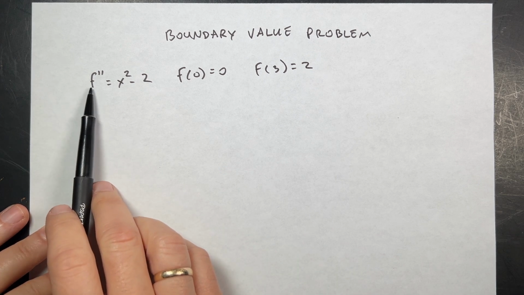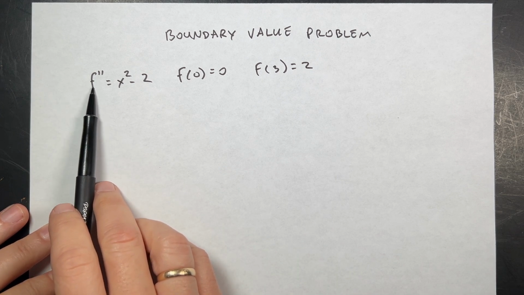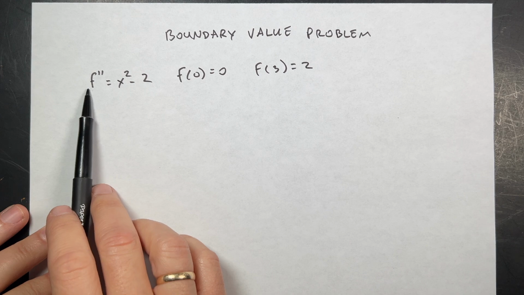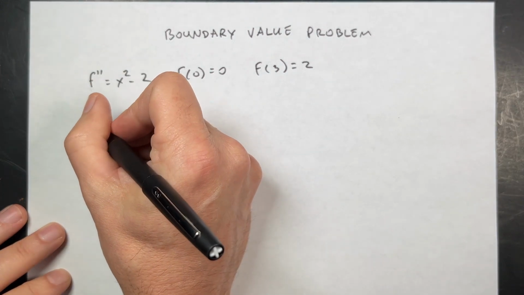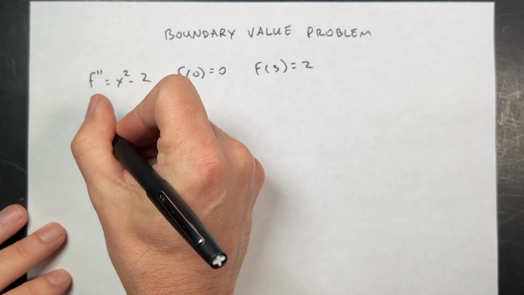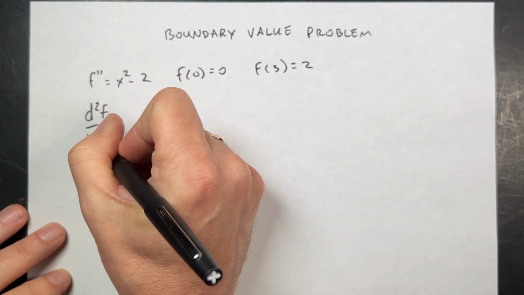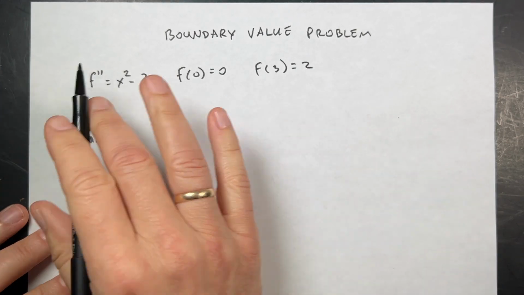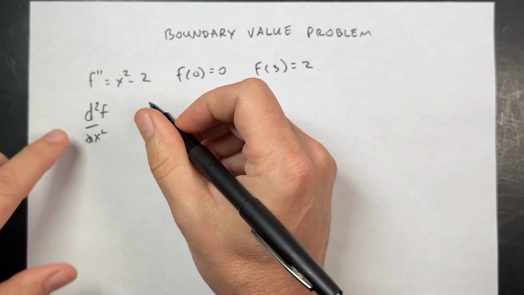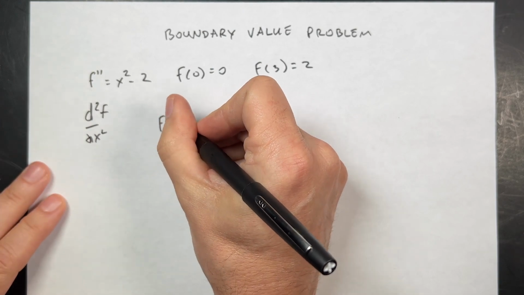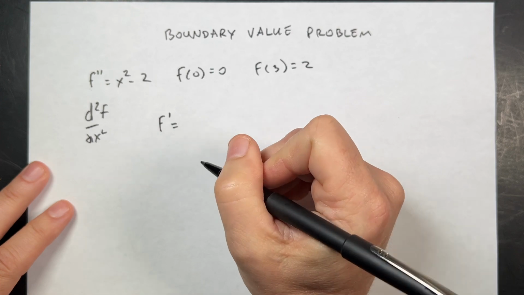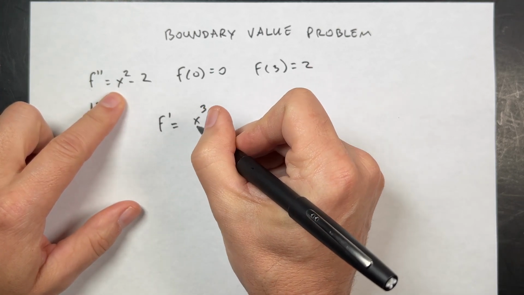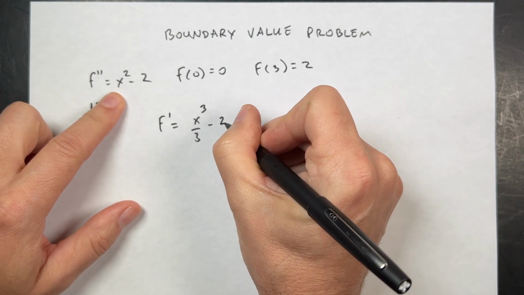Now, this one's pretty easy because I only have a second derivative on this side, so I can just integrate both sides of the equation. I can write this as the second derivative of f with respect to x squared, multiply both sides by dx, and then integrate. It's not too difficult. I get f prime. The integral of f double prime is f prime. The integral of x squared is x cubed over 3 minus 2x.